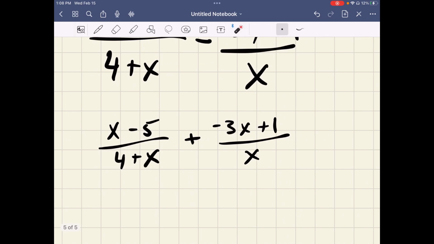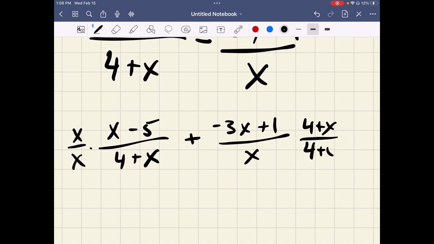So the opposite denominator is x for the first term, so I'm going to multiply again by what I call a 1, and then I'm going to multiply the second term by the opposite denominator, which would be 4 plus x over 4 plus x. And again, if you remember, x over x is 1, and 4 plus x over 4 plus x is also 1, so I'm not changing the value, I'm just changing the way it looks.